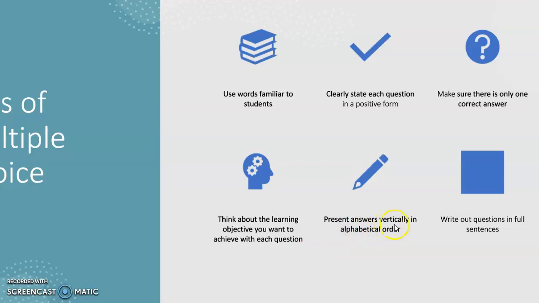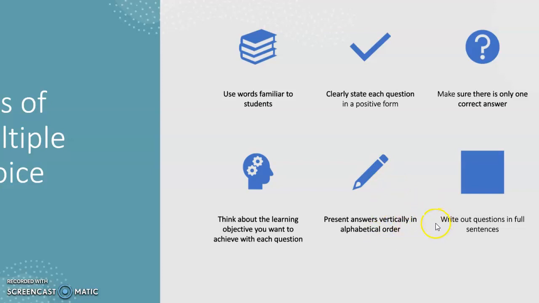Next, present answers vertically and in alphabetical order. When teachers do multiple choice, like A over here, B, C, D, it doesn't really give each option enough space, and it gets kind of confusing. Whereas if it's vertical, it's organized in a better way.